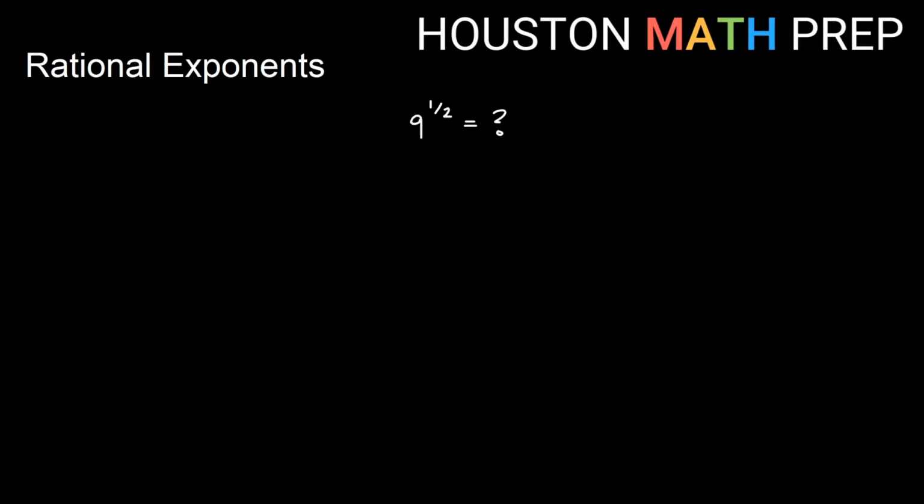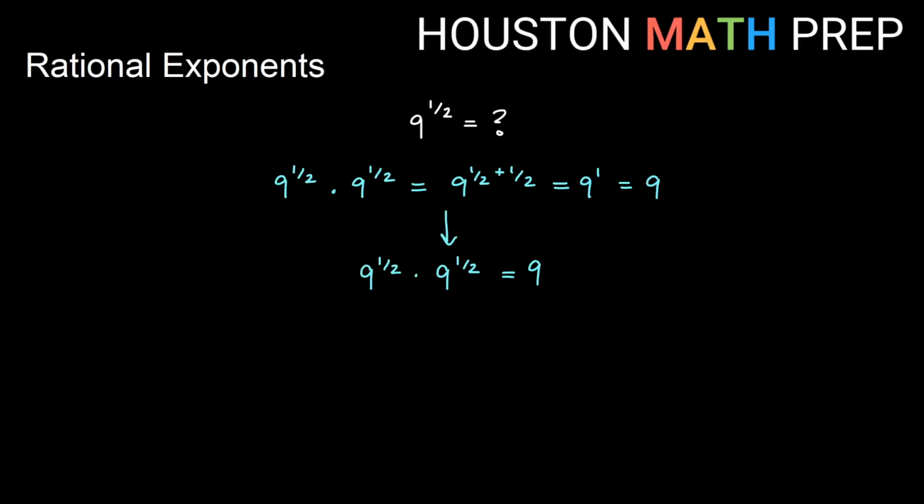Let's look at another example. Let's say I have 9 to the 1/2 power and I want to know what that is. Well, a similar idea: if I multiplied 9 to the 1/2 by another 9 to the 1/2, I could add those exponents together, and a half plus a half is a whole number, right? It's a 1. So 9 to the 1 I know is supposed to be 9. So this is really saying that if I take 2 copies of 9 to the 1/2, the thing I'm trying to figure out, that gives me just a single 9.